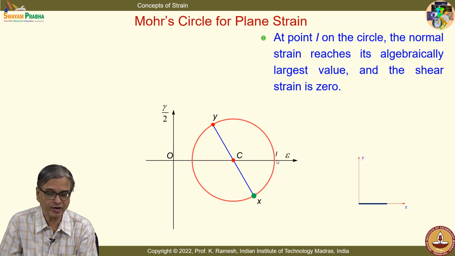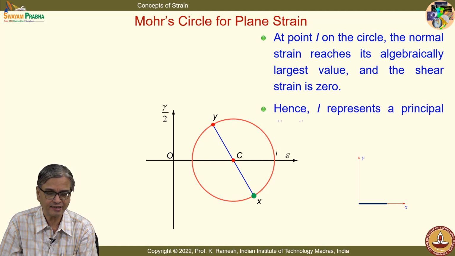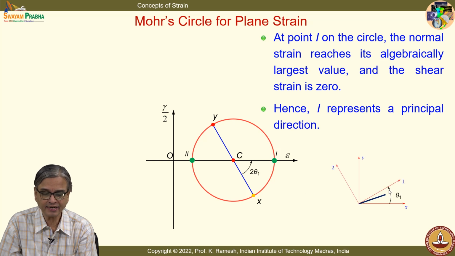And I have the point located. And in Mohr's circle, we will always have twice the angle. So, that is also illustrated here. And I have this as, if you move from this to this, you get it, and this is angle 2 theta 1. And in the physical plane, it is theta 1.